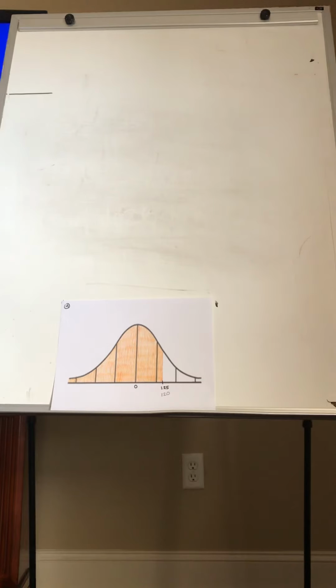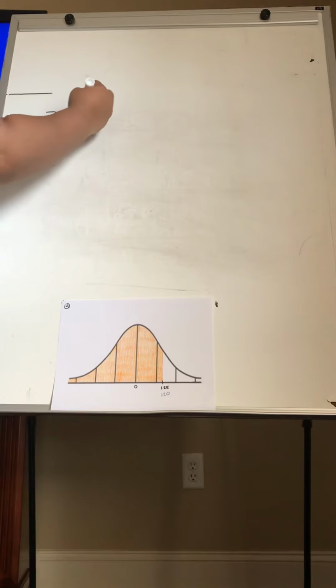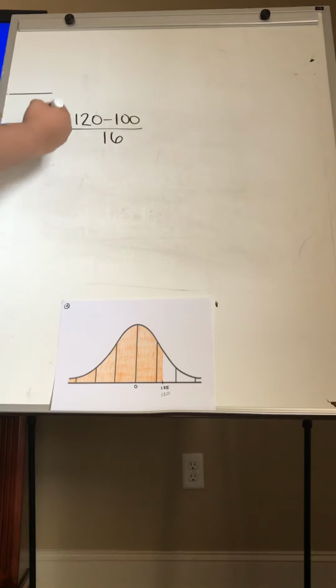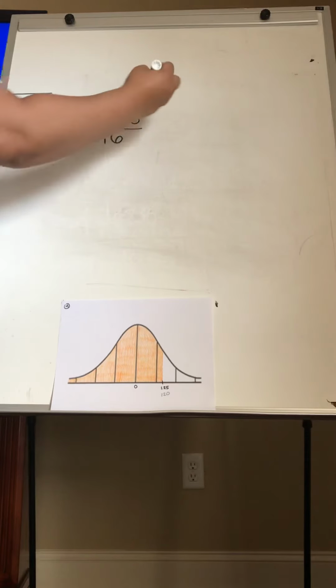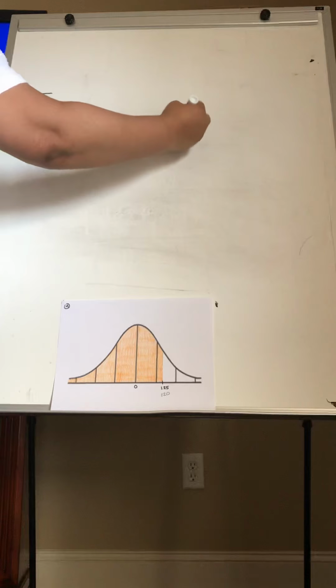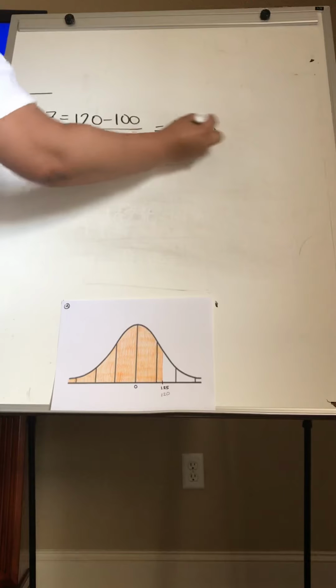All right, number 4, we have using the same mean of 100 and standard deviation of 16, determine the percentage of people who have IQs less than 120. Now, we have already converted 120 to a z-score if you look back at number 2. But I will show that conversion. 120 minus 100 divided by 16. And we find that that is 1.25. That's the z-score, okay?